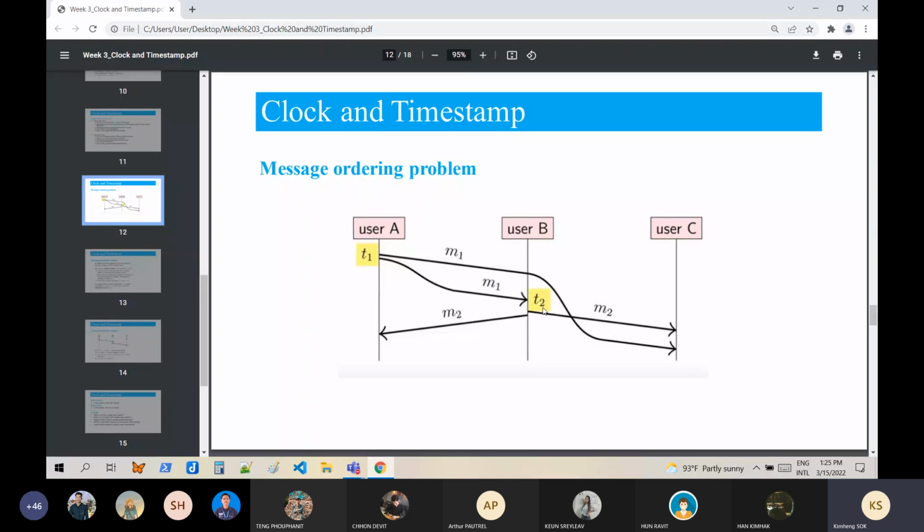Okay, but when user B sends the message, the message M2 is sent at T2, but it arrives first, before the message M1. So in this case, there is some delay of the message M1 from user A to user C. That is why message ordering is very important for some applications, but for some other applications it is not very important. If message ordering is important, we need to solve the problem: how do we deal with message ordering?